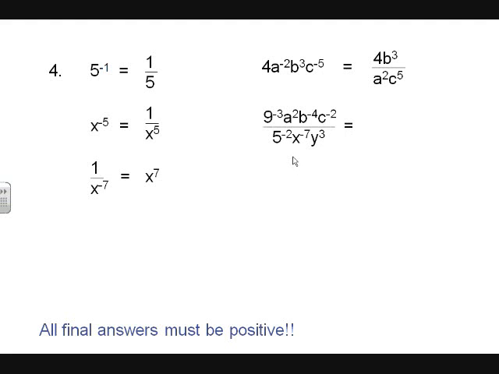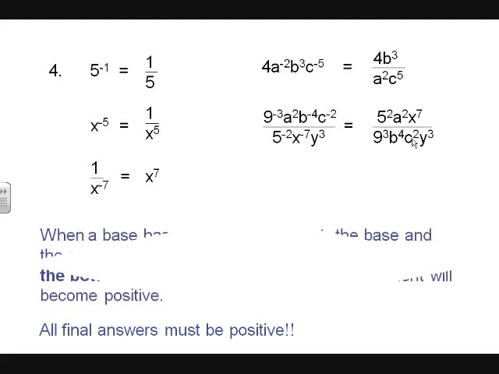The next example is a huge example. And so, once again, we still have a fraction. And what I want you to see here is that every one that has a negative is going to flip. So 9 to the negative 3rd was on the top. It flipped down to the bottom and became positive. Now a squared was positive, so it stayed on top. B to the negative 4 was negative, went down to the bottom and became positive. C to the negative 2 was negative, went down to the bottom and became positive.